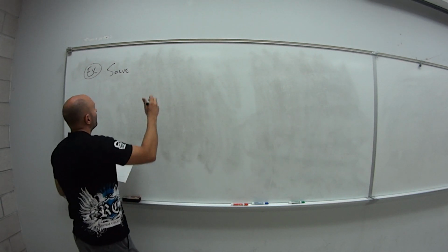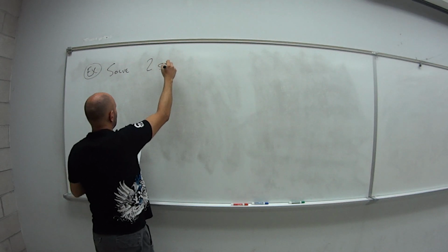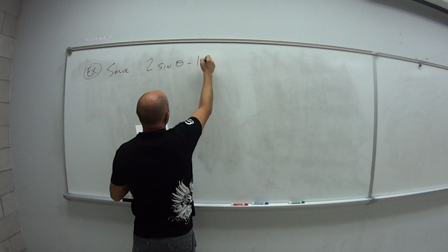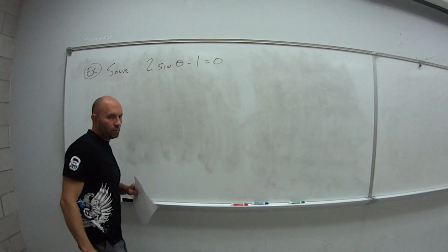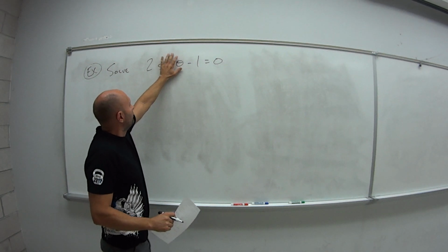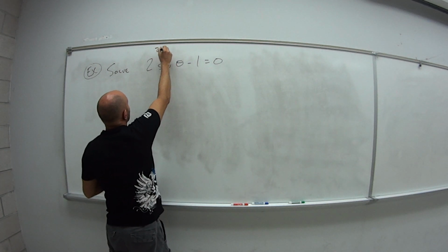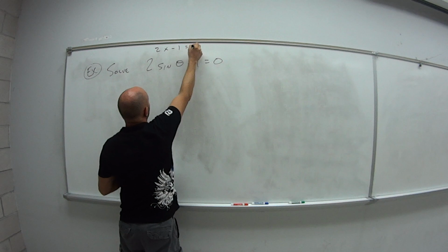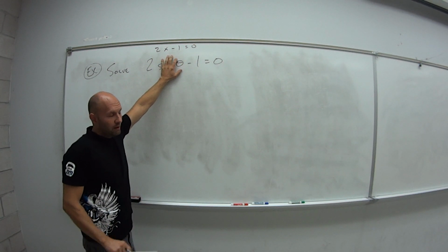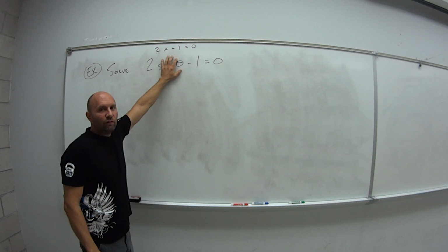What if we want to solve something a little more complicated? So remember the example I gave you to start. We had 2 sine of theta minus 1 is equal to 0. This is no different than trying to solve a problem like 2x minus 1 is 0. The only difference is our x is now this trig function. But the algebra that we're going to use is the exact same.